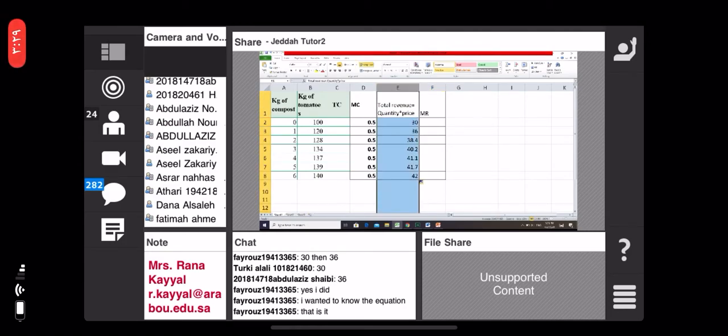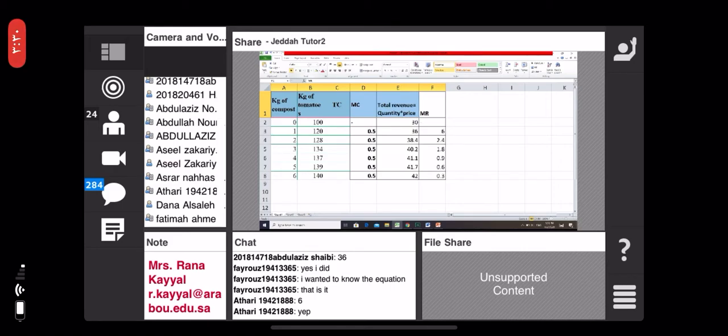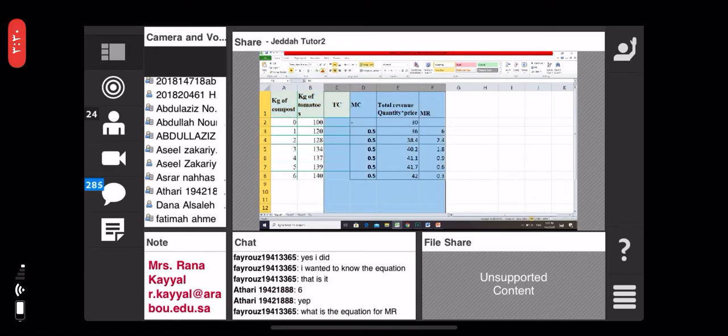Marginal revenue we calculate from the total revenue. At the first level, we ignore it. This one, ignore it. Then it will be... Is this clear till now? I want to highlight something that you have to focus on. Two things. Number one, when I highlight, these are the marks.